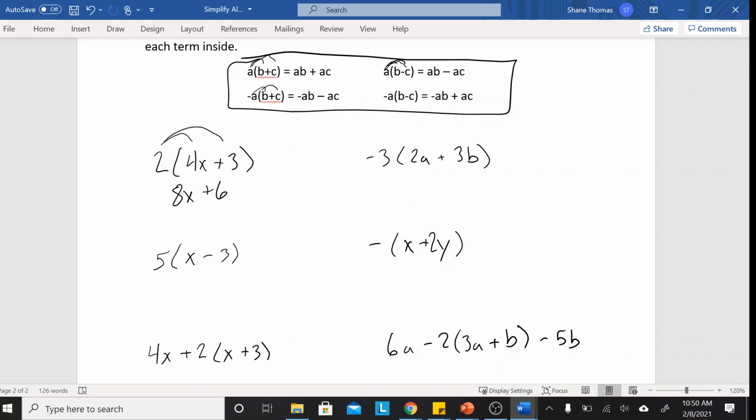Now, important thing with this is make sure you cannot combine these. If you can combine them, combine them. If you can't combine them, then you have to distribute.